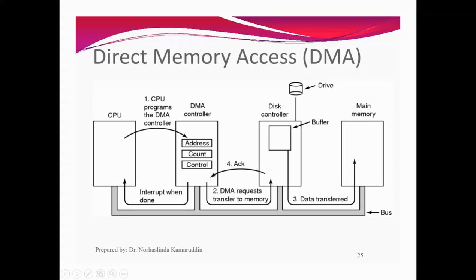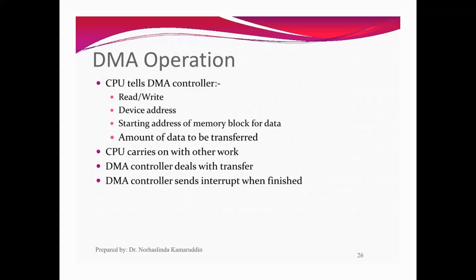What the CPU needs to do is tell the DMA controller whether to read or write to or from the memory. It has to give the device address, the operation, which particular program requires that particular address. So it needs the device address, the starting address of the memory block for the data, and the amount of data to be transferred.